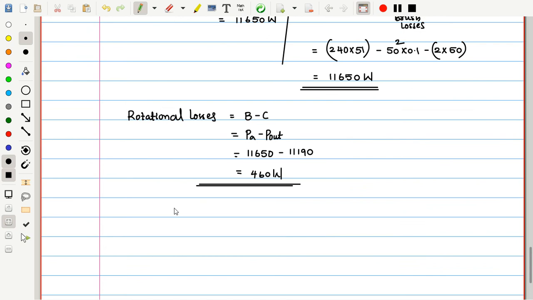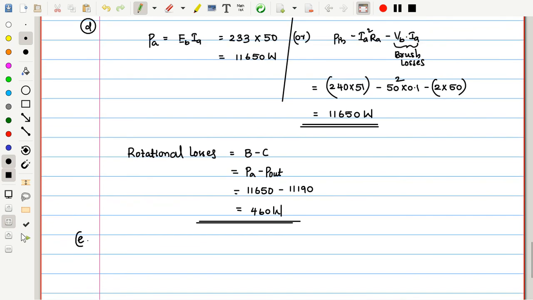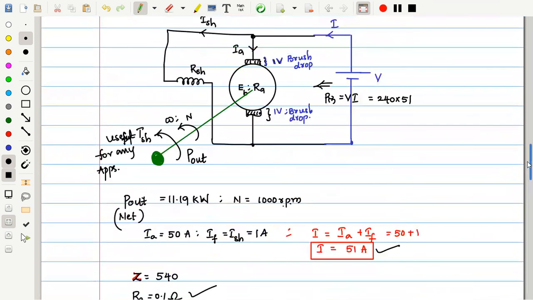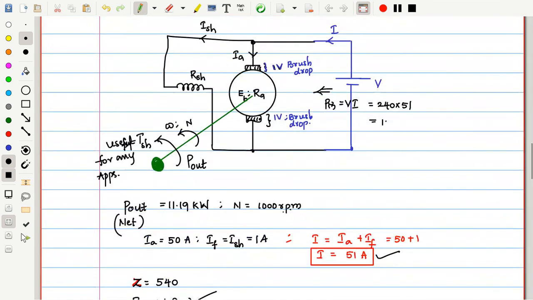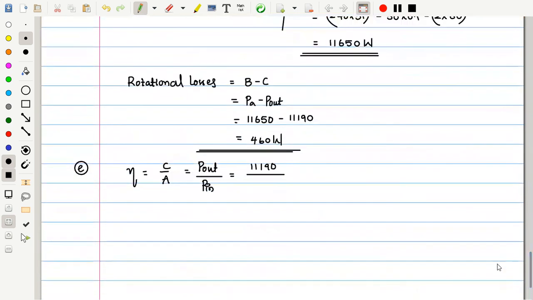Now next is efficiency calculation. So this is which one? E, efficiency calculation. So how much is the efficiency? C by A. What is the C? Output. What is input? Pin. So if you know already output, directly substitute. Output is 11.19, that is 11190 divided by input is how much? Input we had just now calculated 240 into 51. 240 into 51 is what the input. How much we get is that, let me write here on the diagram. So I got this as 12240 watts.